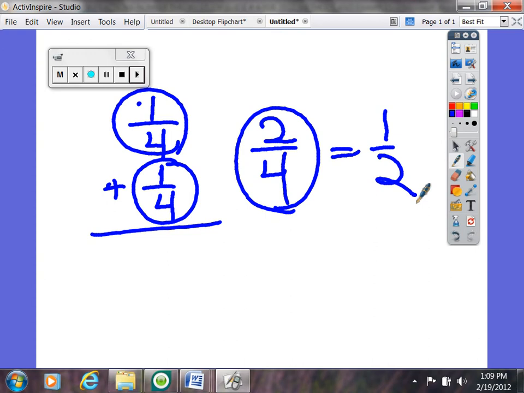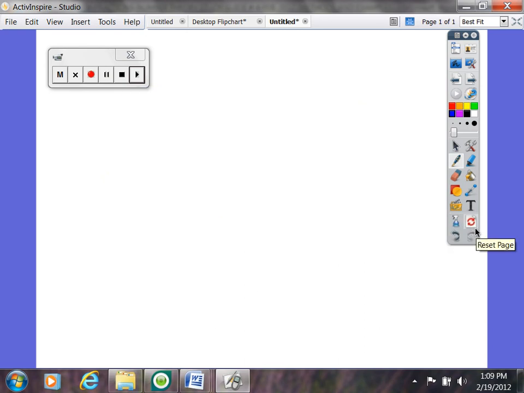So you have to caution your child. You have to follow your rules. Add your numerators, your denominator stays the same. So 1/4 plus 1/4 is 2/4. Simplify it always, and you got your answer. Now, that's pretty simple. Now, you're going to run across problems like this sometimes.